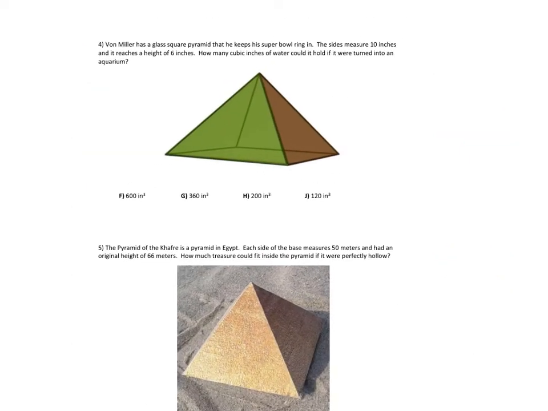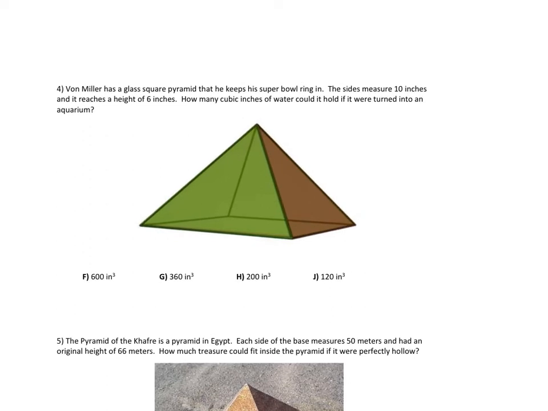Okay, number 4. Von Miller has a glass square pyramid that he keeps his Super Bowl ring in. The sides measure 10 inches and it reaches the height of 6 inches. It gave you a wording here that we need to key in on. A square pyramid. So that means if this side is 10, then this side is 10. And so we're going with a height of 6. I drew that on there when I did my own key. I made sure I did the pictures on there because it helps me to see what I'm looking for.